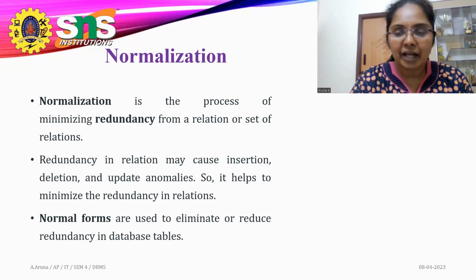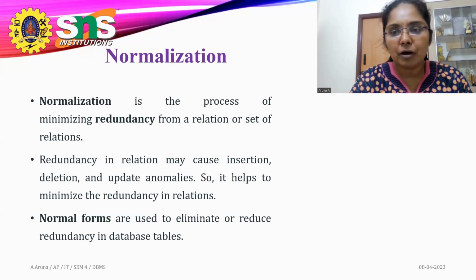We have 5 different types of normal form. One is the first normal form, second normal form, third normal form, and also Boyce-Codd normal form. Boyce-Codd normal form is very similar to third normal form; it is a second version of third normal form. After that, we have the fourth and fifth normal forms.